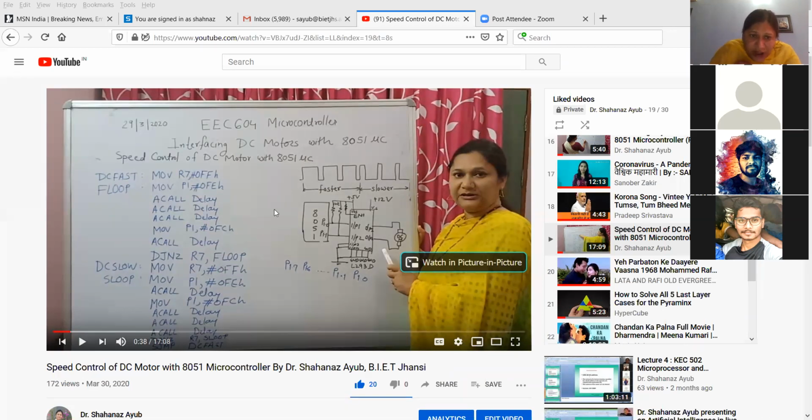Now for how much duration do we have to put it off? For 25% duration, so I will call the delay only one time. And now for how many times do we have to repeat this process? We have to repeat this process FF times, because we want to run the motor faster for this particular duration. So I will decrement the R7 counter and it will move in sequence, for FF times. This way the motor is now moving at a faster speed.